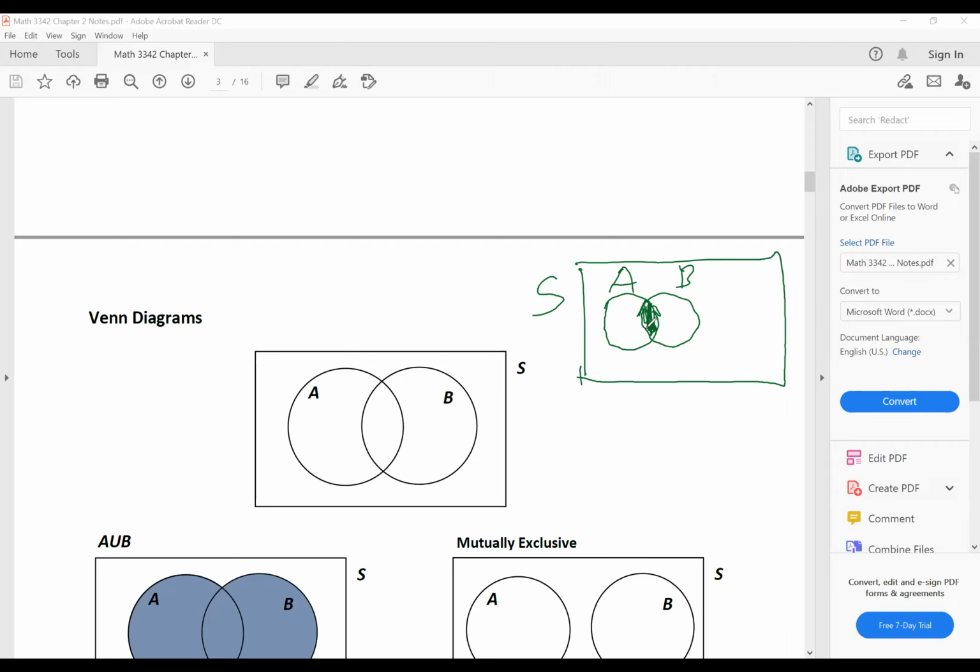And this part represents the intersection of these two sets. So this part, the common part, the overlapping part, actually represents A intersection B. And A and B together, this whole area, represents A union B. And this part in the middle represents A intersection B.